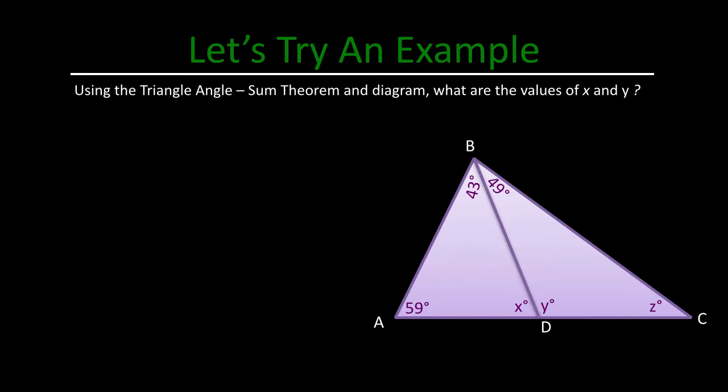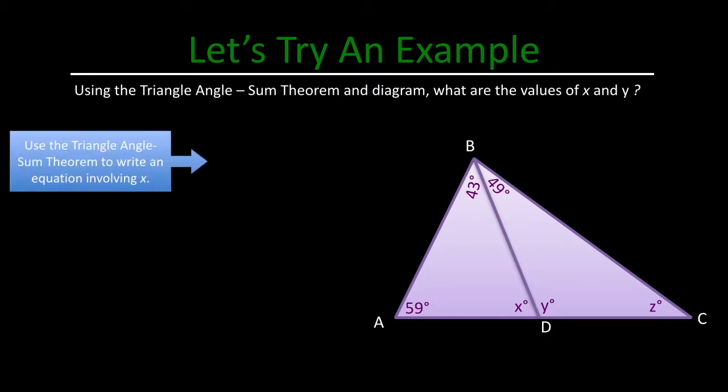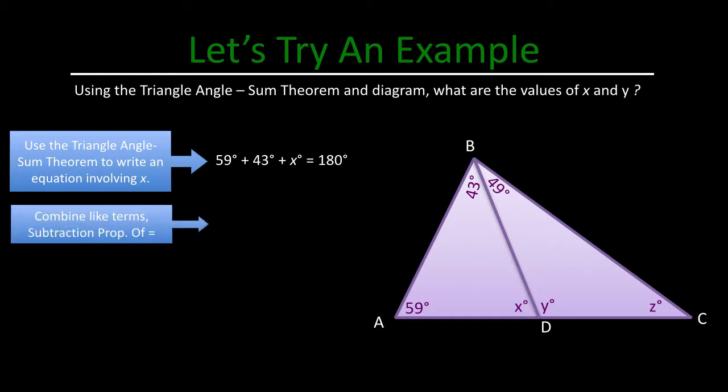So if we use the triangle angle sum theorem to write an equation involving x, we get 59 degrees plus 43 degrees plus x equals 180 degrees. Now all we have to do is combine like terms and use our subtraction property of equality to get 102 degrees plus x equals 180 degrees, and x equals 78 degrees.